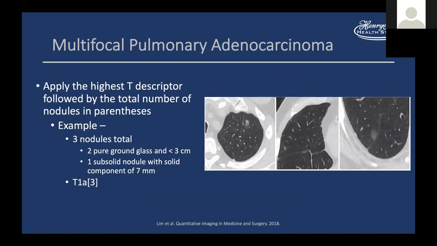How do these patients get staged in terms of the TNM criteria? What they recommend is that you apply the highest T descriptor followed by the total number of nodules. So in this example, you have three nodules, two of them pure ground glass, one subsolid. So the two pure ground glass are less than 3 centimeters. And the one subsolid nodule then would give you the highest T criteria. So in that case, you would call it T1a with a parenthesis of 3.